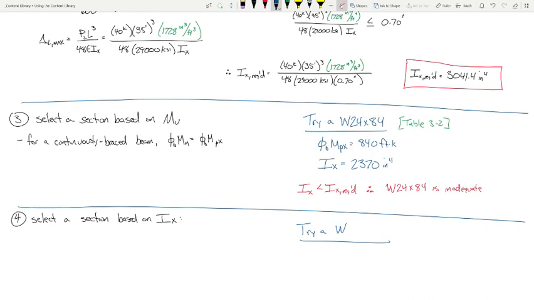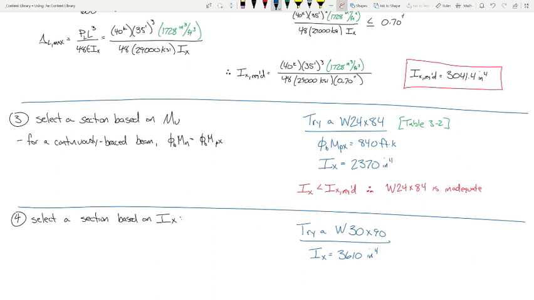So now that we see that deflections are going to govern our selection, now let's try a new shape. What section should we be picking now? W30 by 90, okay? So let's see the W30 by 90. You pick that because it has a moment of inertia of 3,610 inches to the fourth.